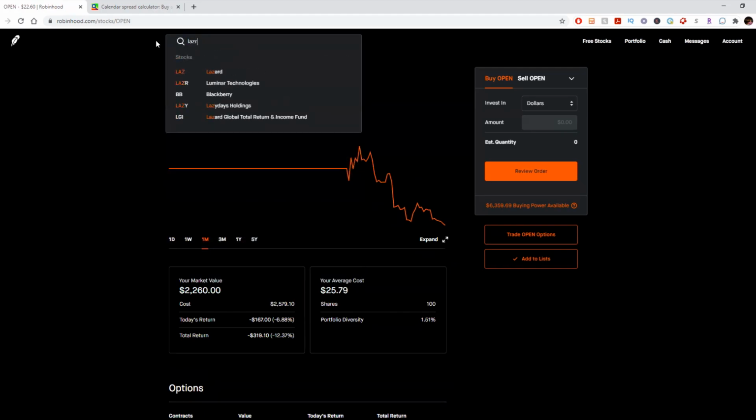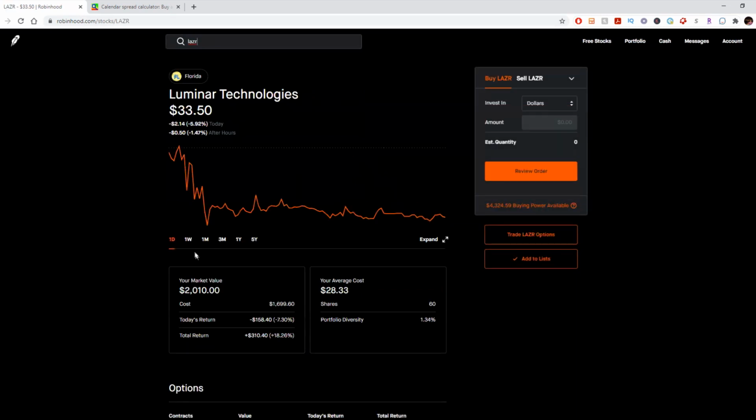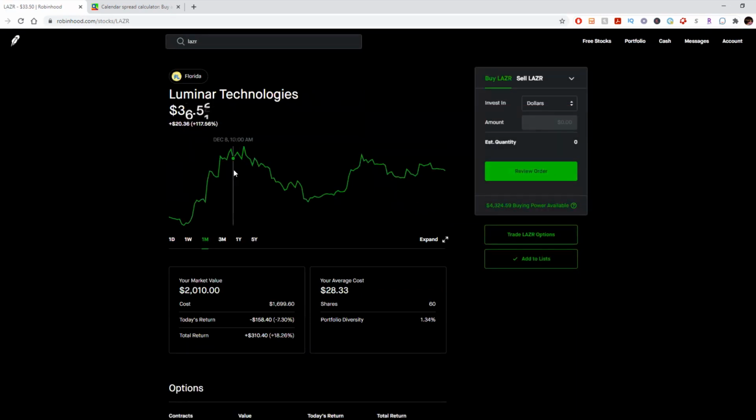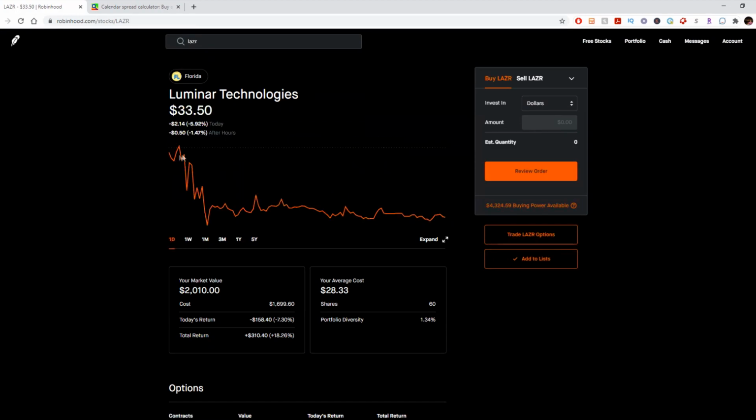Another stock I like a lot is Luminar Technologies. This was another high-flying stock that corrected quite a bit. They shot up as high as the low 40s, around $41, $42, and they finally corrected a little bit, started going back up, and they're going down again. So it looks fairly attractive here, but if it drops under 30, that would be a great time to buy further calls. So I'm definitely watching Luminar Technologies.